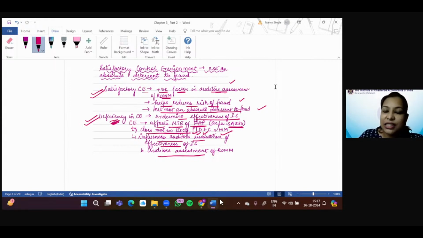When there are deficiencies in the control environment, it means that the control environment does not in itself prevent or detect and control a material misstatement. If you remember, I've discussed this prevent or detect and control a material misstatement in detail. Tell me, where have we done this? Quickly tell me, where have we done this? Does not in itself prevent or detect and control a material misstatement.